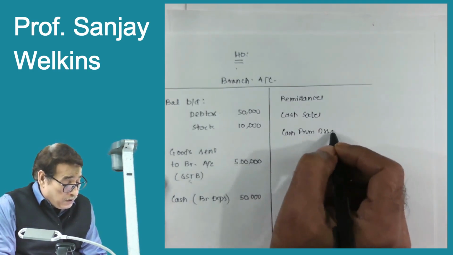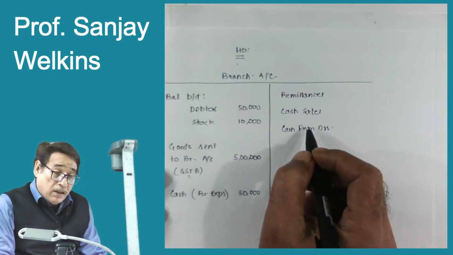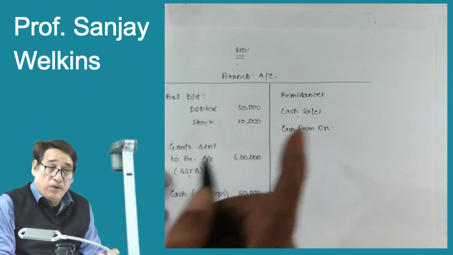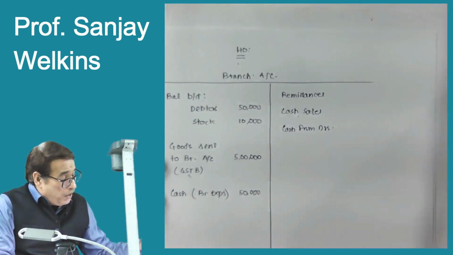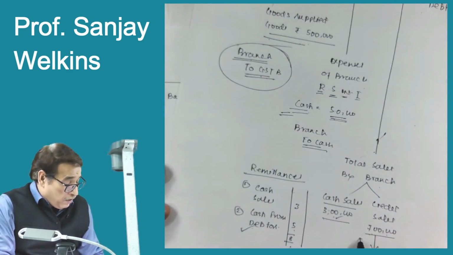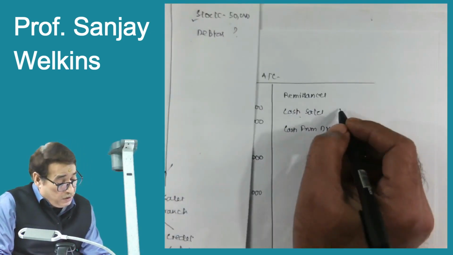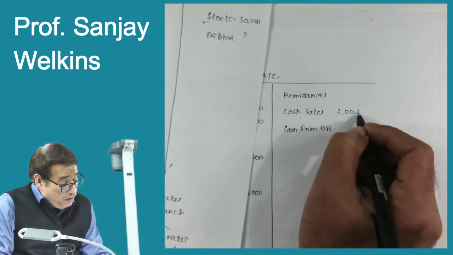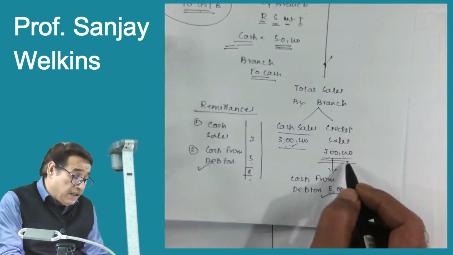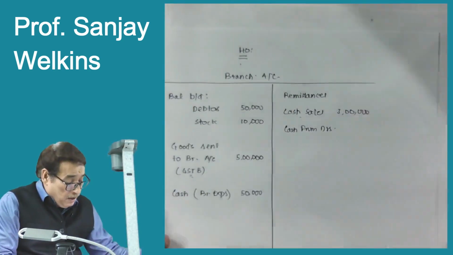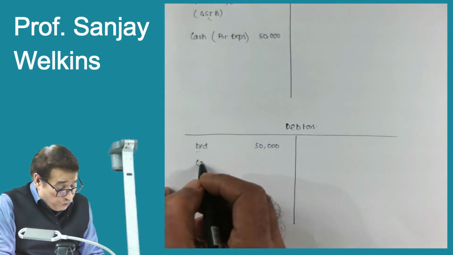Cash from debtors. We do not write here credit sales. Remember one thing, correct? We write only cash sales and cash from debtors. That is why I am cautioning you here time and again. I told you that my total sales were worth rupees 10 lakh. No doubt about that. Cash sales 3 lakhs. So cash sales I am going to write here 3 lakhs. There were credit sales also 7 lakh, but credit sales I am not going to write here.